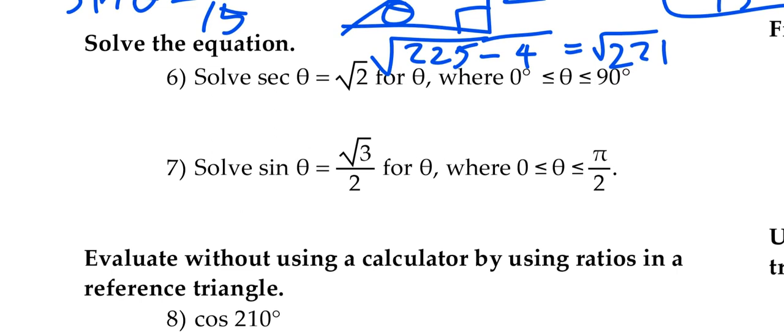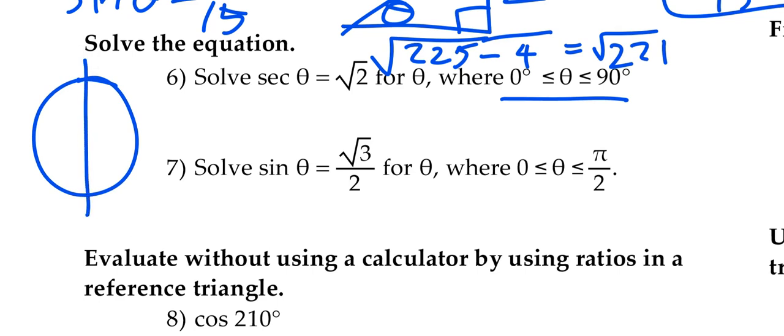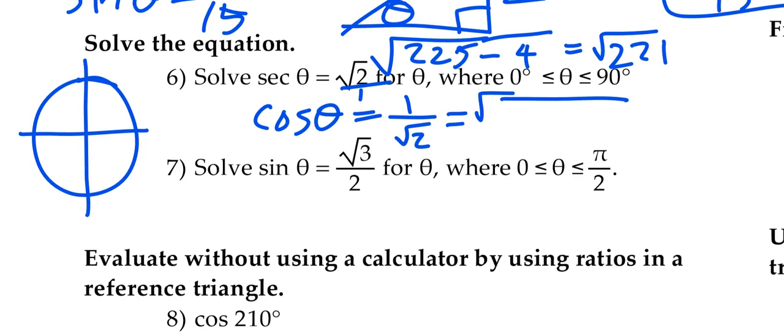Solve secant theta equals radical 2 for theta. Okay, and you're only allowed to give me an answer between 0 and 90. I'm going to guess 45. Well, secant goes with which trig function? That's cosine. And that would be, if I flip this over, I get 1 over radical 2. If I rationalize that, I'd get radical 2 over 2. And I believe you are correct with your 45-degree assumption, because that is the only place between 0 and 90 where the x value is radical 2 over 2. Nice job. Yeah, that kind of gave it away, didn't it? Didn't even make it hard.